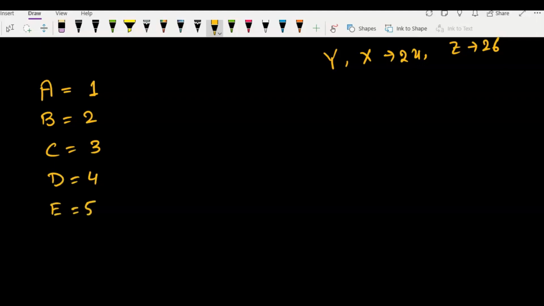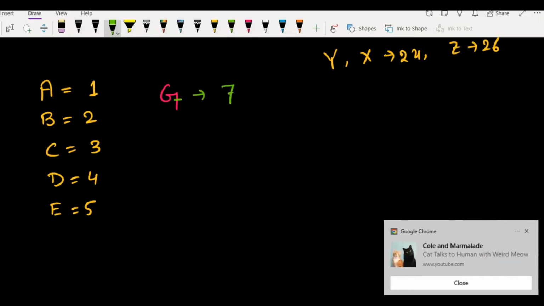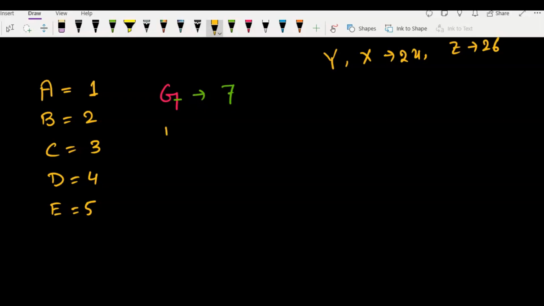E is 5. Now for some place values, we will have some tricks to remember. So what are they? G. You see, we can think of G like this. So G is 7. Then H. This is our H, and now you can form an 8 from this. So H is 8. Now I. It resembles which number? It is like 9. I is 9.